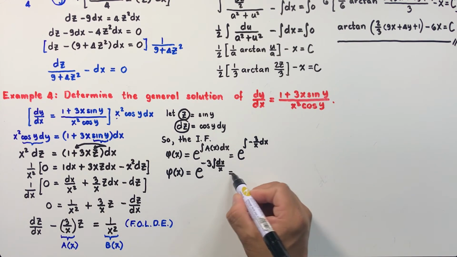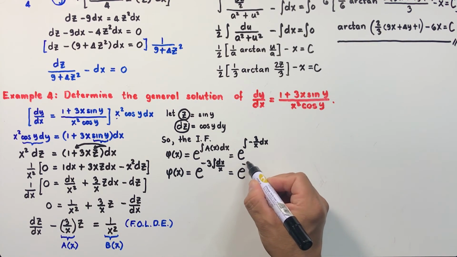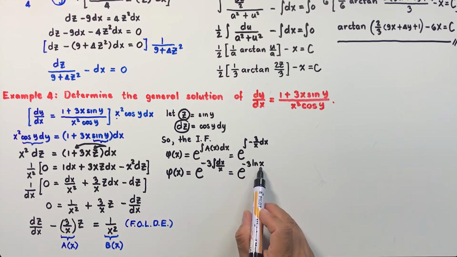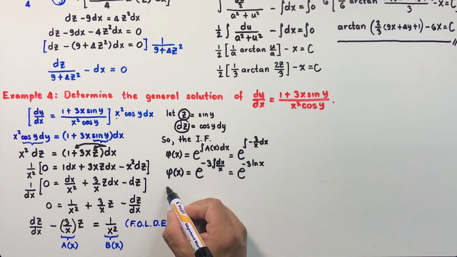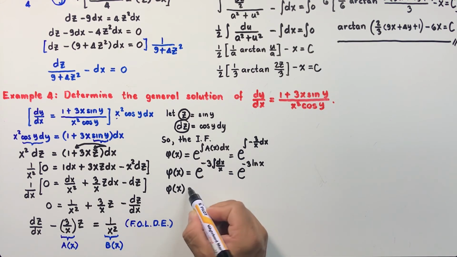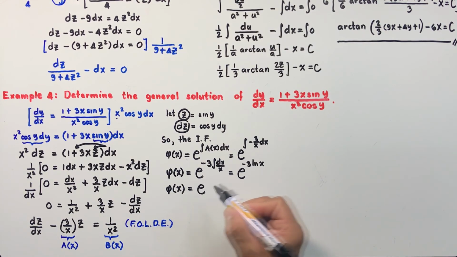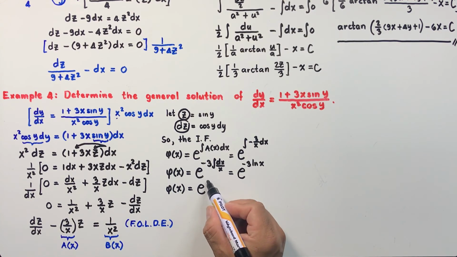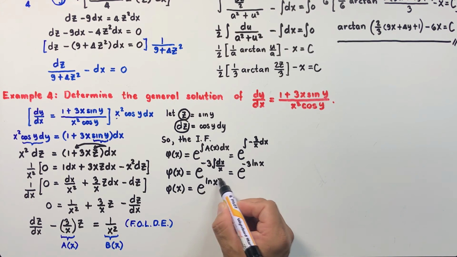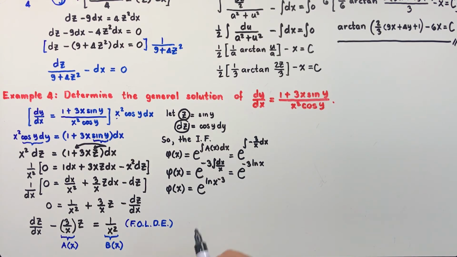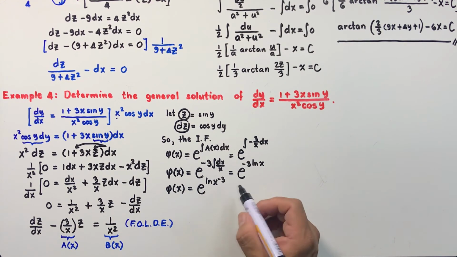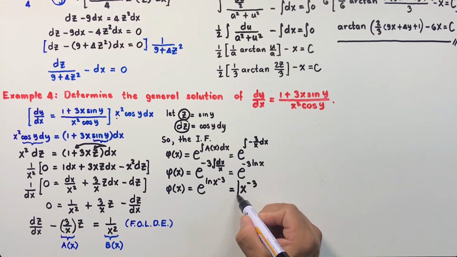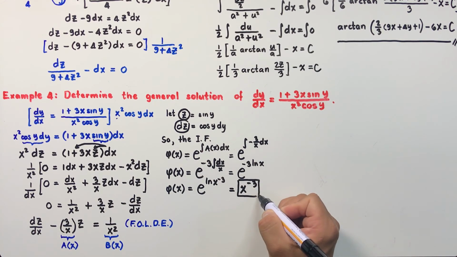So we have e to the exponent of negative 3 ln x, because the integral of dx over x is ln x. And using the property of logarithms, we have this negative 3 as the exponent of x. So we have e to the power ln x to the power negative 3. And again, by the properties of logarithms and exponentials, we have x to the power negative 3. So this is now our integrating factor.